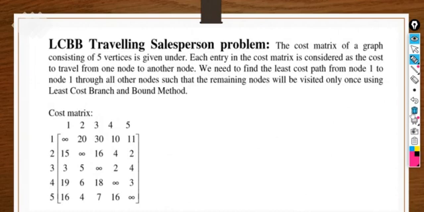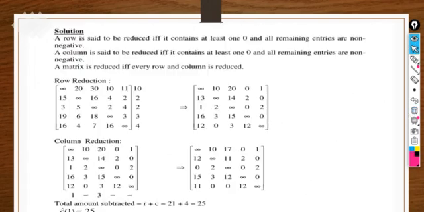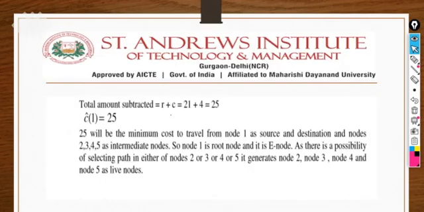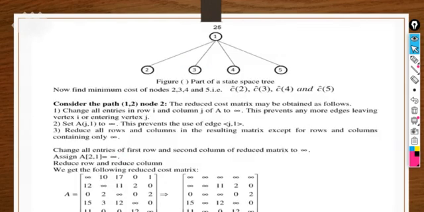This is the original matrix here. First, we have to find the row reduction and column reduction. 25 is the value here, the total reduced cost. Now, it's the minimum cost of traveling from one source to the destinations 2, 3, 4, 5. Here, node 1 is the E-node that we are assuming and exploring further on other nodes, right? So the other nodes will behave as live nodes there. If we were considering 1 to 2, we have already seen these steps.